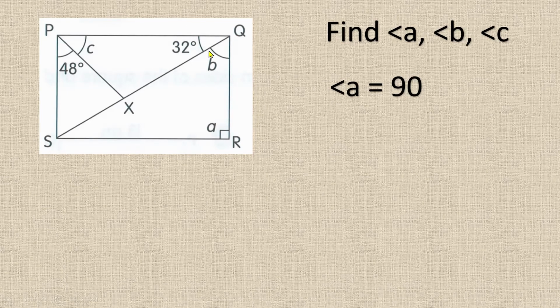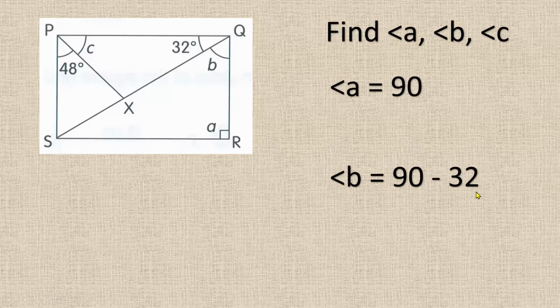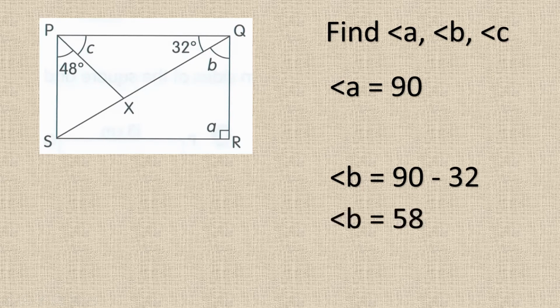How about angle B? For angle B, we know that the whole thing in here is 90 degrees and it was divided by 2. One part is 32 degrees. What is now the angle B? What are we going to do? So we just have to subtract it from 90 degrees. So therefore, angle B is equal to 90 minus 32. What is 90 minus 32? Angle B is equal to 58 degrees. Therefore, this is 58 degrees.